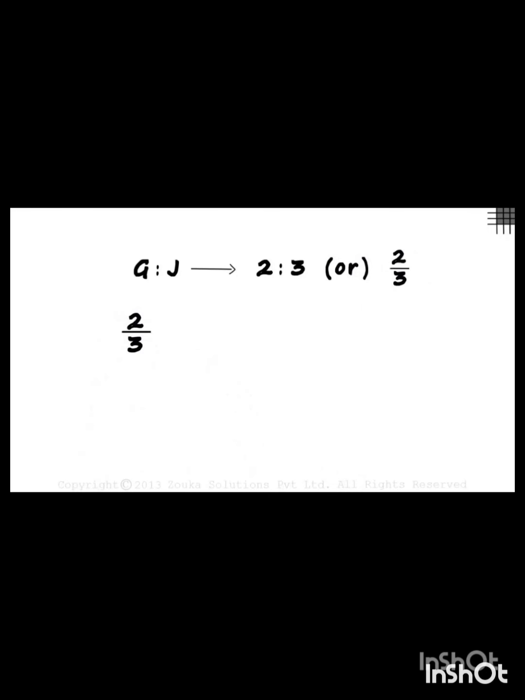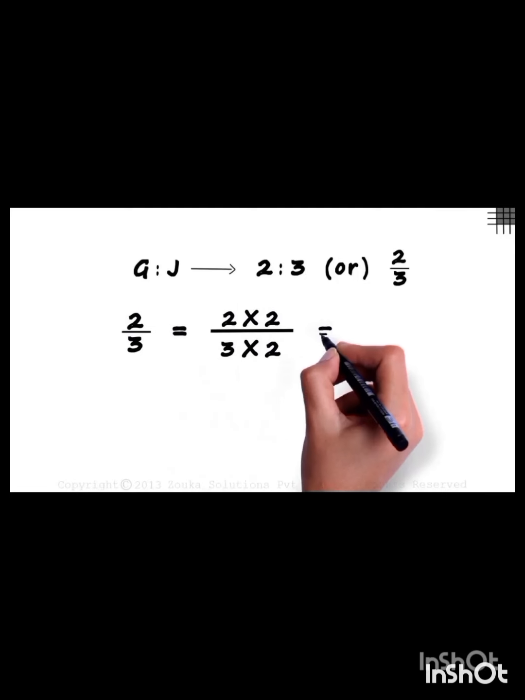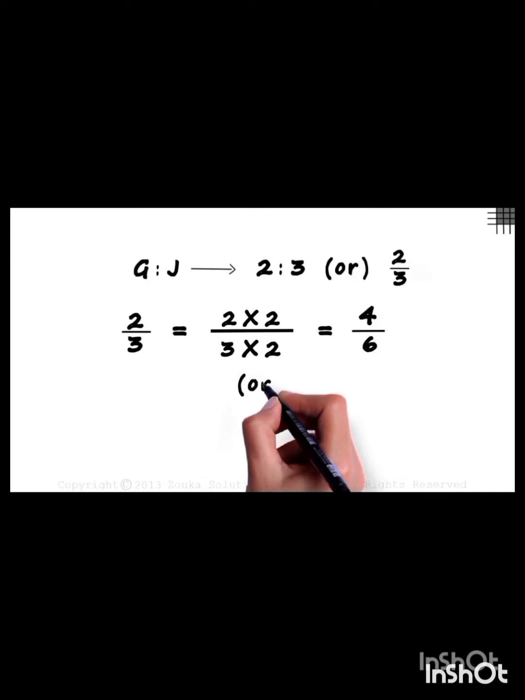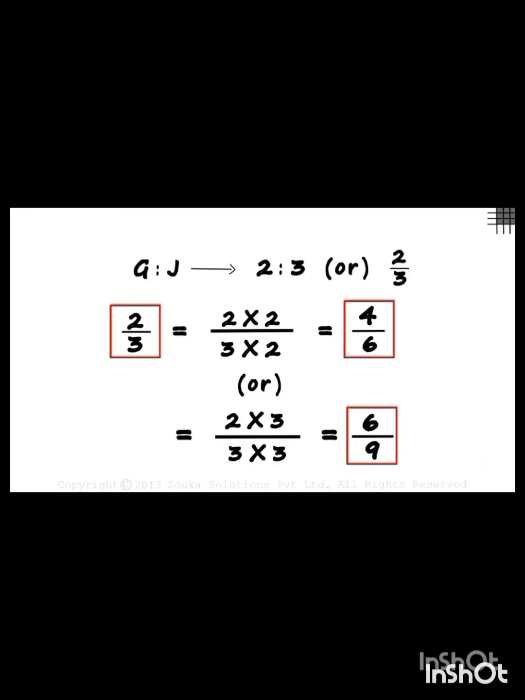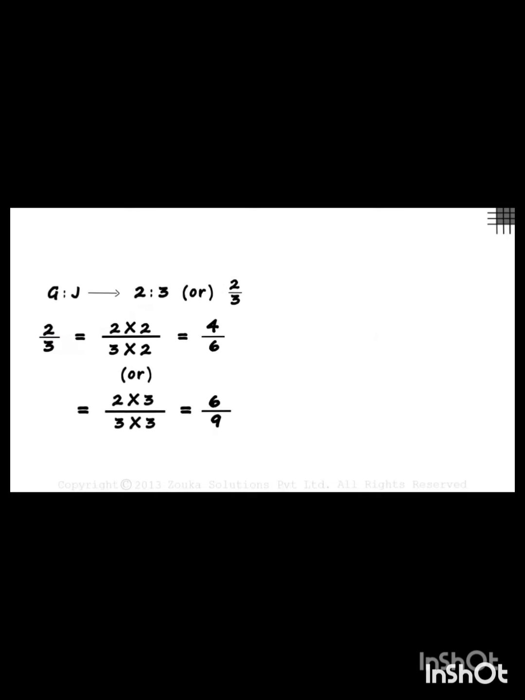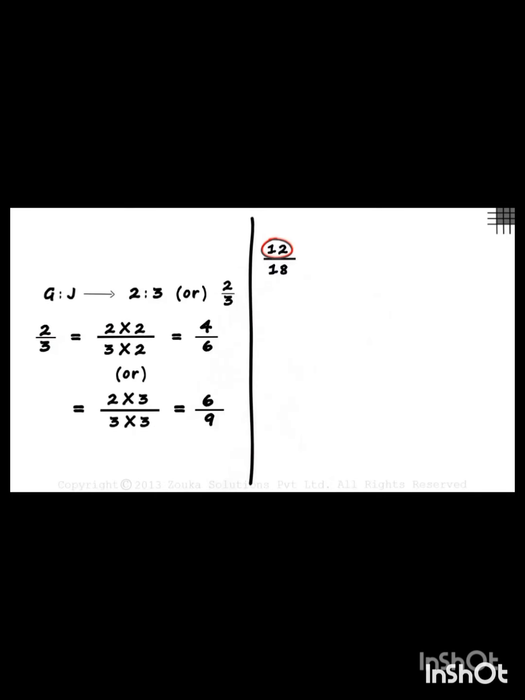We have seen that 2 by 3 can be written in different ways, and we can multiply the numerator and denominator by 2 and get 4 by 6. We can also multiply 2 over 3 by 3 and we will get 6 over 9. All these three ratios have the same value. If we multiply the numerator and the denominator by the same value, the ratio remains unchanged. Even if we divide the numerator and denominator by the same value, the ratio remains the same.